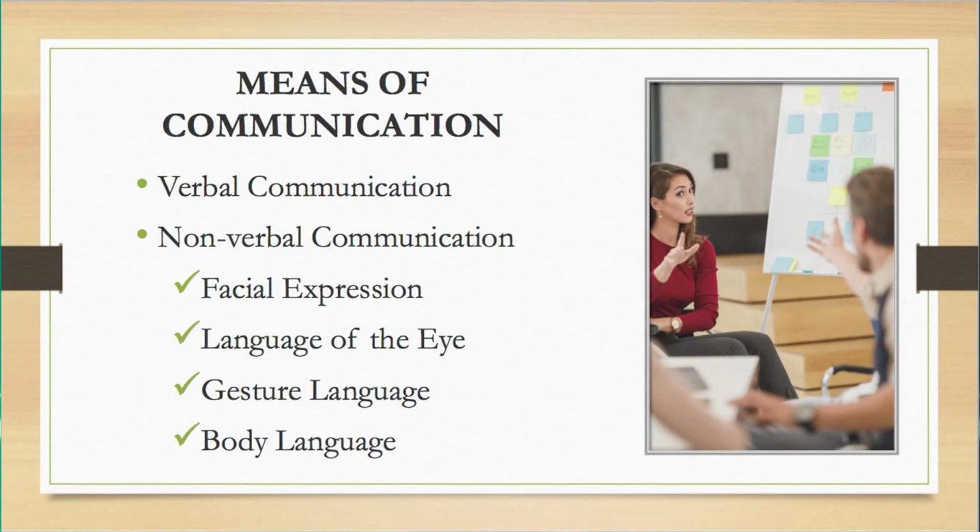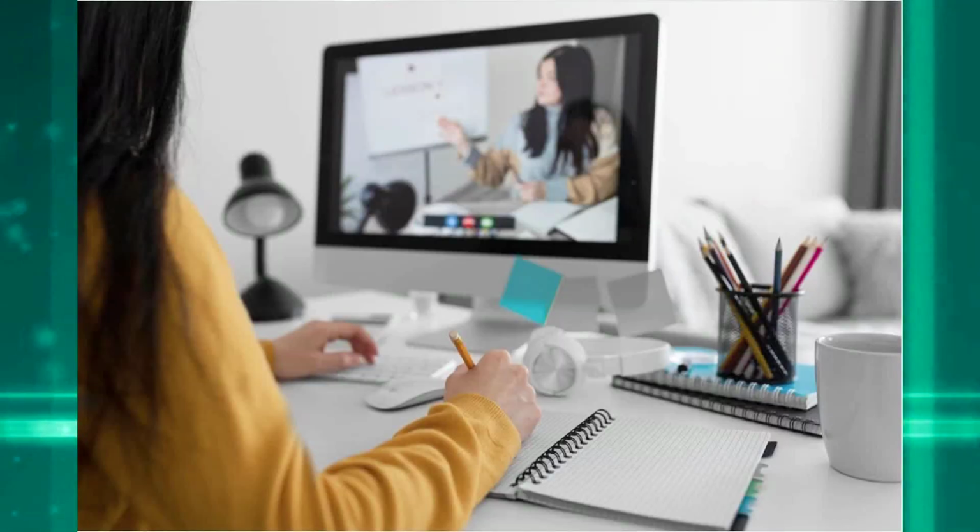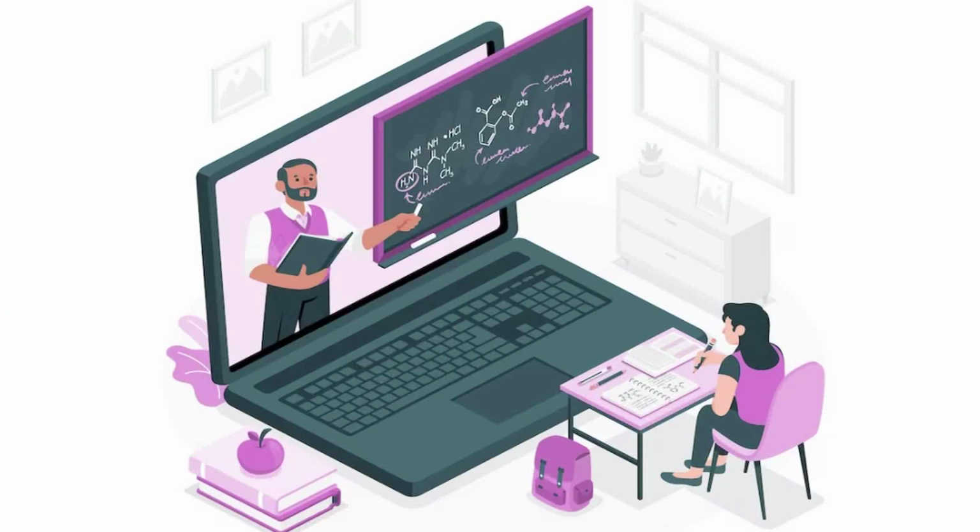Last is body language. See, gesture and body language are also related. Now you can see here a teacher while teaching in the online classroom, the teacher also sees the faces of the students.